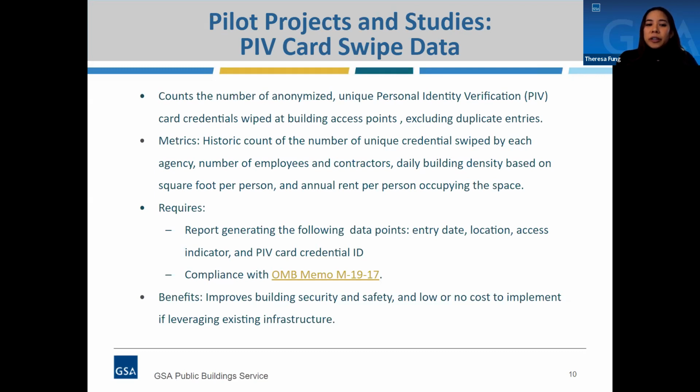There are metrics that you can generate from this, including the count of unique credentials swiped by each agency. Most PIV cards are coded with the agency assigned to the PIV card, not the agency bureau, but the agency. If it's a federal employee or if it's a contractor. And then from that information, you can estimate the maximum building density based on the square footage and how many people were in that space that day. And you can estimate the cost of housing that quantity of people on a specific day. And then the timing of when people are coming to the office. In general, not specific people, but the building levels.